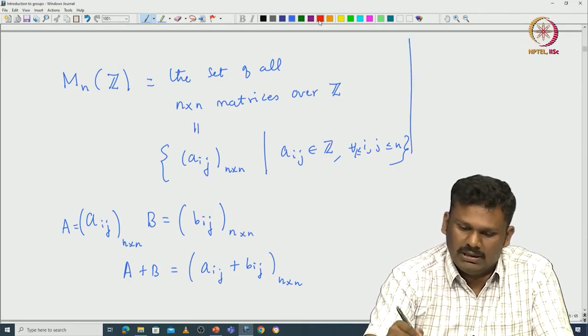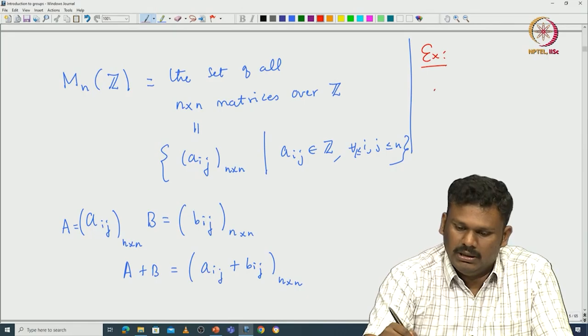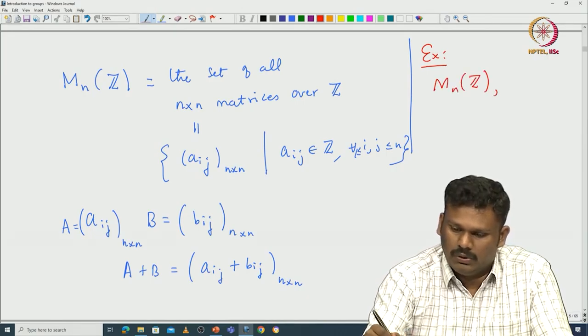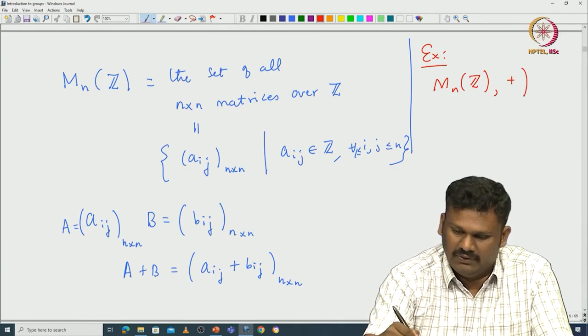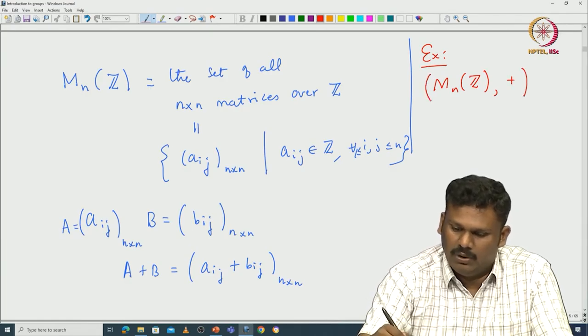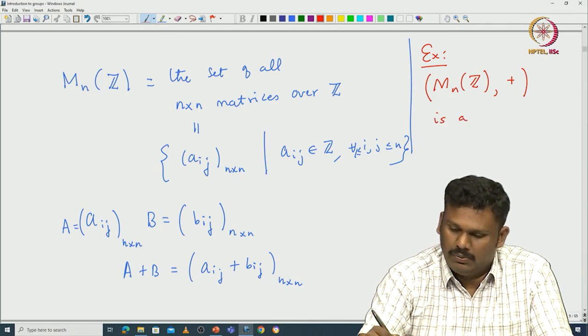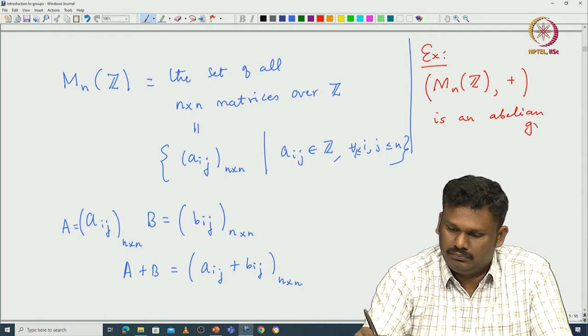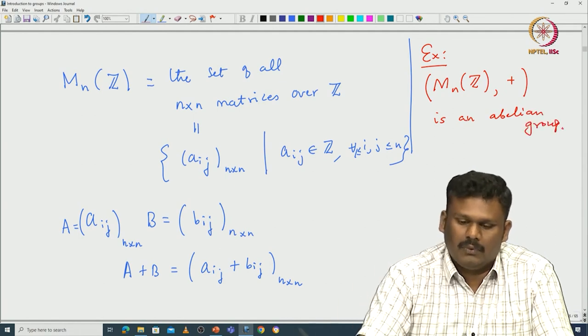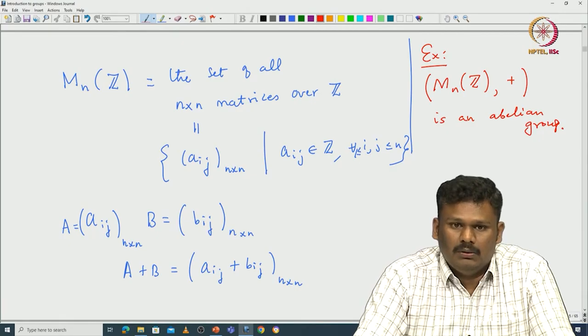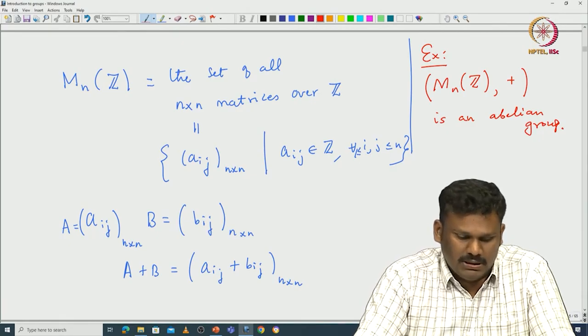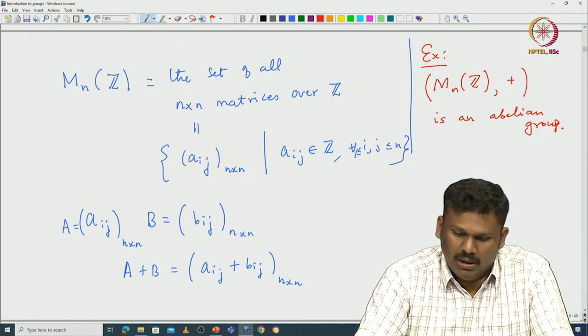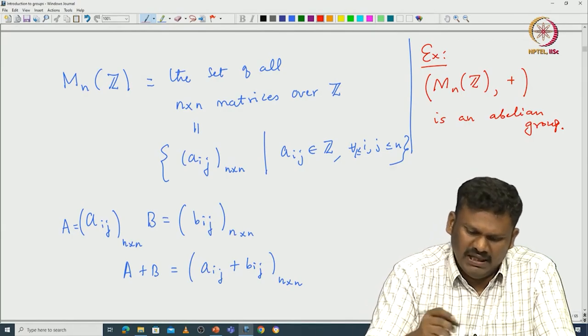So, here the exercise: M_n of Z with respect to this addition that we have defined forms a group. It is indeed an abelian group. Okay. So, now this is one such. Now, you can also change the entries.